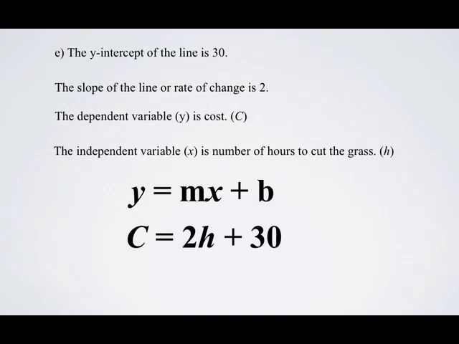And here again, just as with Company A, the dependent and independent variables are the same. When we apply this information to our algebraic model, instead of having y equals mx plus b, we'll have C is equal to 2h plus 30, where 2 is the hourly rate and 30 is the initial fixed value.